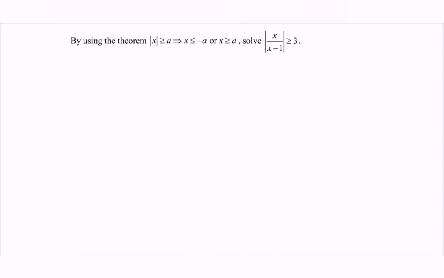Hello everyone, in this video, I'm going to discuss the example for absolute inequalities by using the theorem. Here we have the definition theorem: modulus of x greater than or equals to a. So we need to define the situation as it is. Notice that we have the modulus greater or equals to 3, so what we can do is to define the situation.